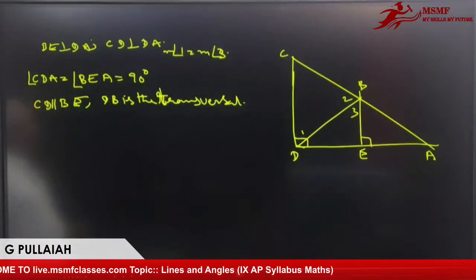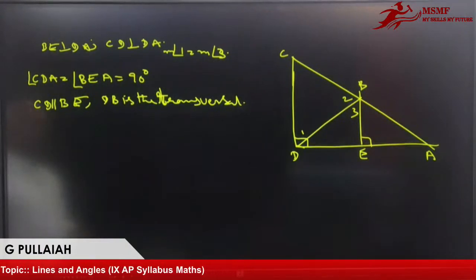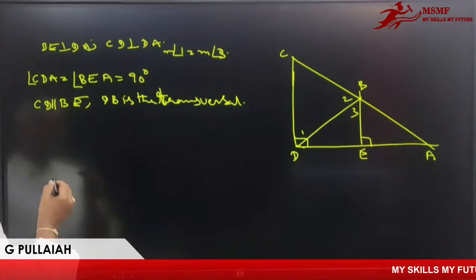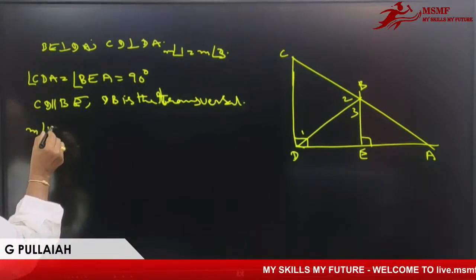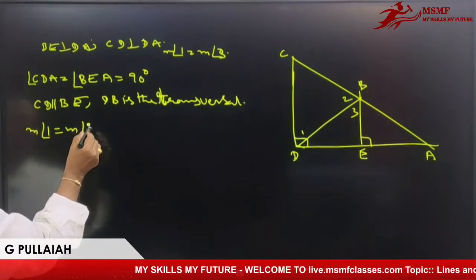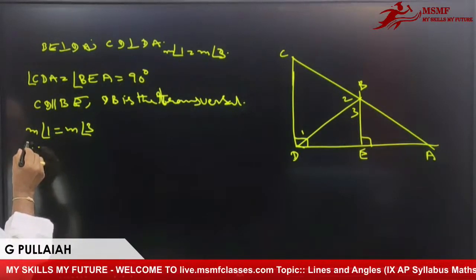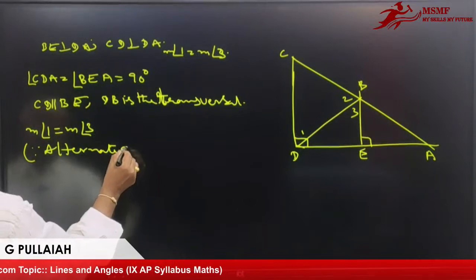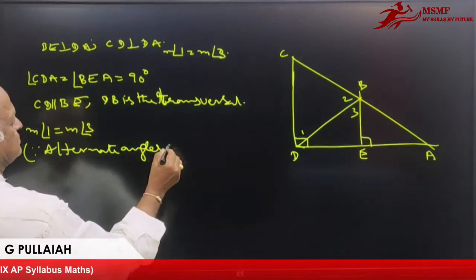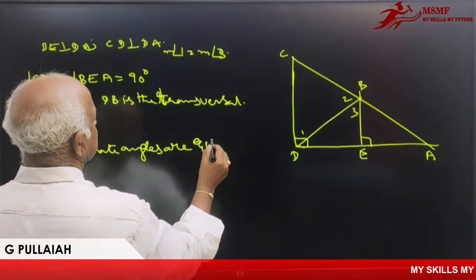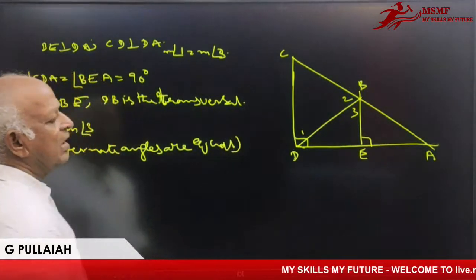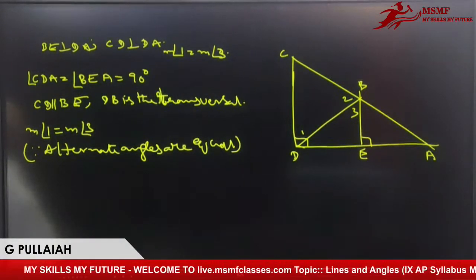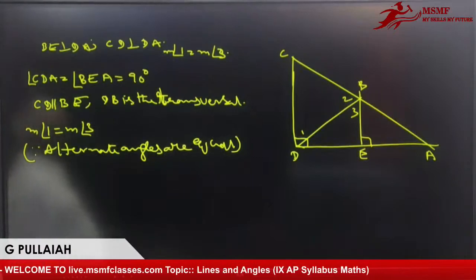Observe 1 and 3. They are the alternate angles here. So if two lines are parallel, alternate angles are equal. Therefore, you can say the measure of angle 1 is equal to the measure of angle 3, since alternate angles are equal. Yes? Any of your doubts you can chat. Good.